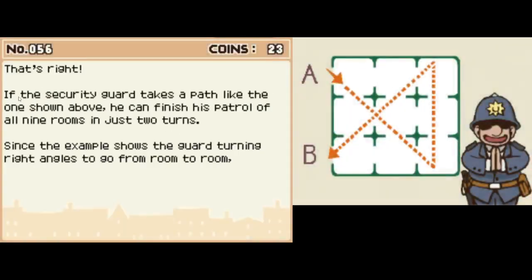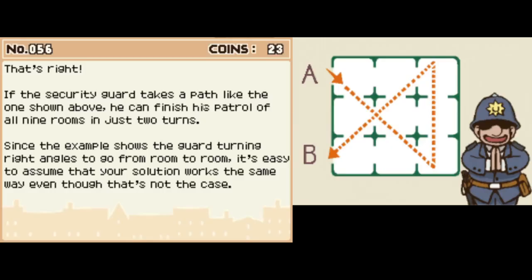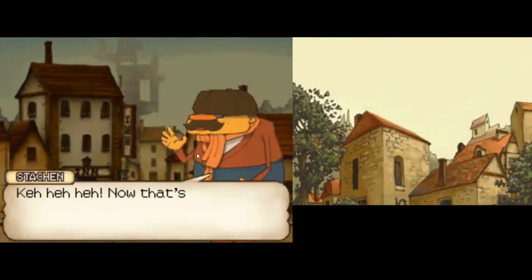That's right. If the security guard takes a path like the one shown above, he can finish his patrol of all 9 rooms in just 2 turns. Since the example shows the guard turning right angles to go from room to room, it's easy to assume that your solution works the same way, even though that's not the case.